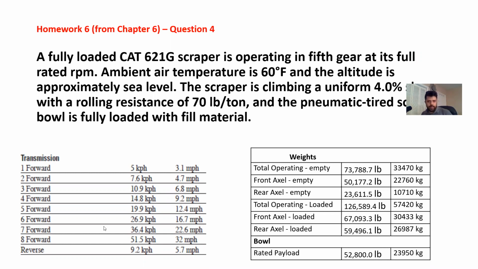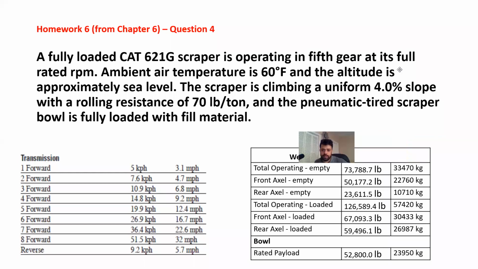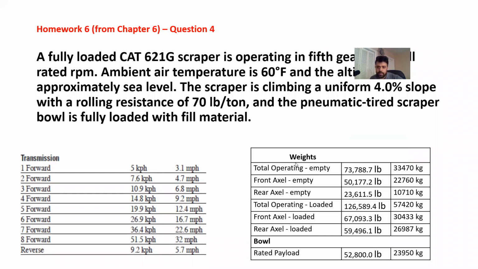Okay. Next problem is saying a fully loaded cat scraper is operating in its fifth gear at its full rated RPM, ambient air temperature 60 degrees Fahrenheit. We probably won't use it in this problem. The scraper is climbing a uniform 4% slope with a rolling resistance of 70 pounds per ton, and the pneumatic tired scraper bowl is fully loaded with the material. So this information is provided by the manufacturer, okay?